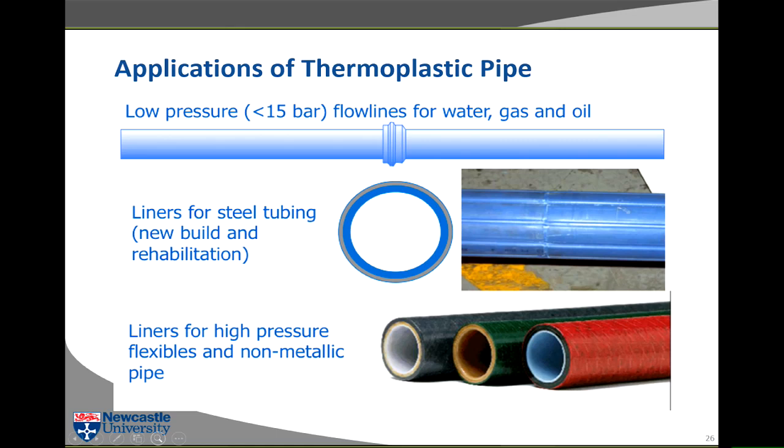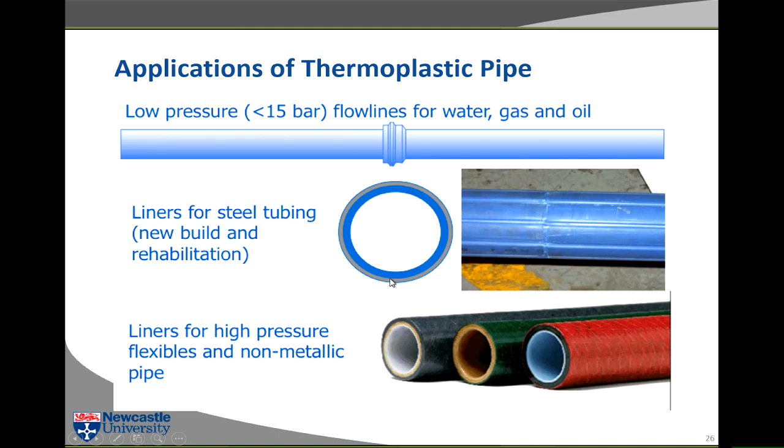Just some applications of thermoplastic pipes that you'll come across. Of course, thermoplastic pipe is used for transmission of water or gas in domestic, in cities. And the usual code, I think most places in Europe, the usual code is if it's water, it's blue, and if it's gas, it's yellow. So that's what all the yellow stuff is. But it's also used as a liner. I mentioned these thermoplastics can be used as a liner for steel tubing, both as new build and also rehabilitation.